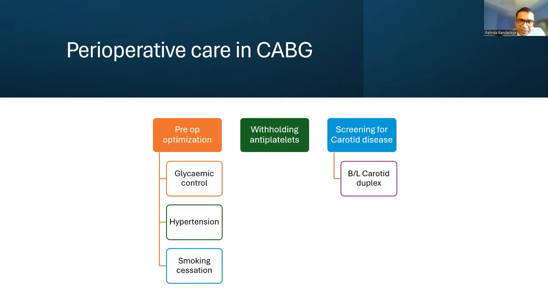So once they identify a significant block, we have to be careful when we do the surgery to maintain the perfusion. And sometimes, according to the guidelines, if the collective total of both sides is more than 140 percent, we get the vascular surgeon to intervene.